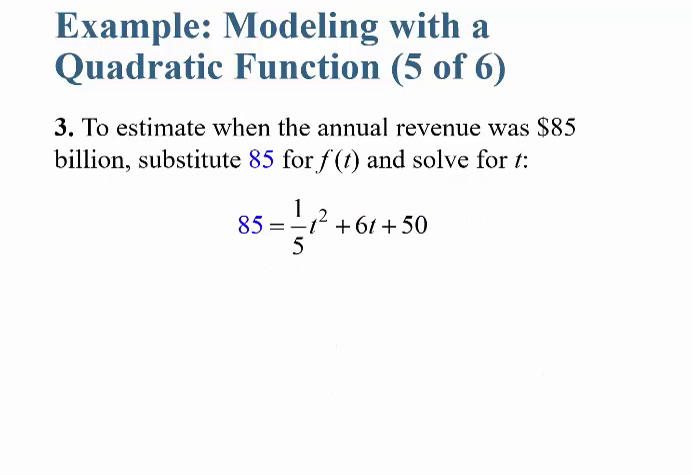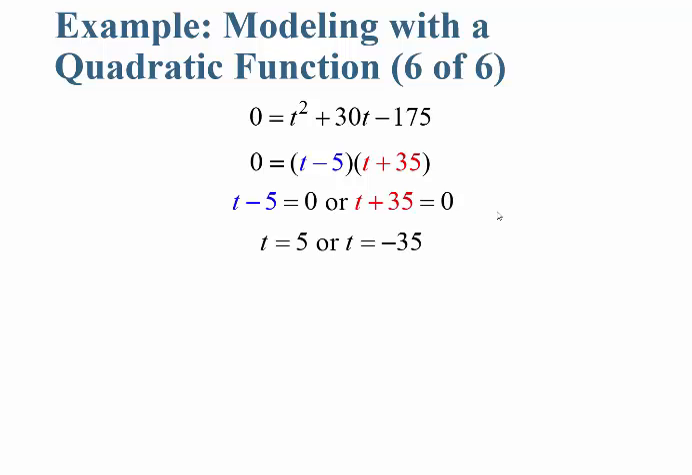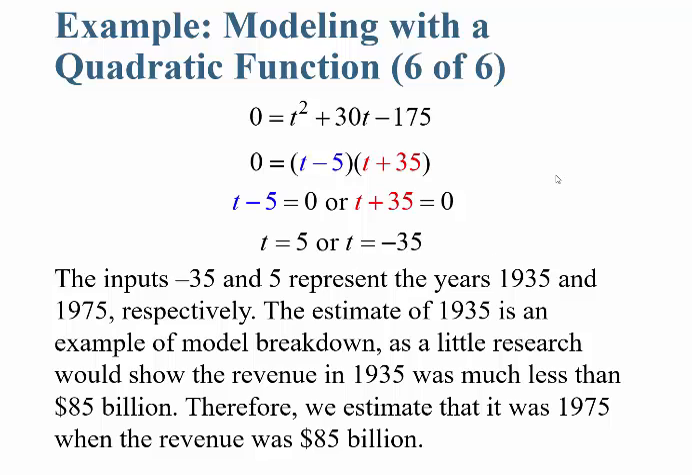All right, so let's estimate when the annual revenue will be 85 billion. So we're going to substitute 85 in for t here, going to set it equal to 0. All right, subtracting this over. You have to clear the 5, so multiply everything by 5. Now you got to try to factor this. Well, this will factor into t minus 5 times t plus 35. So you're going to get two solutions: either t is equal to 5 or t is equal to negative 35.